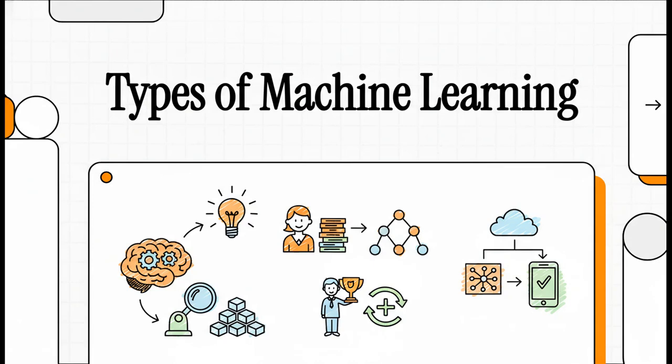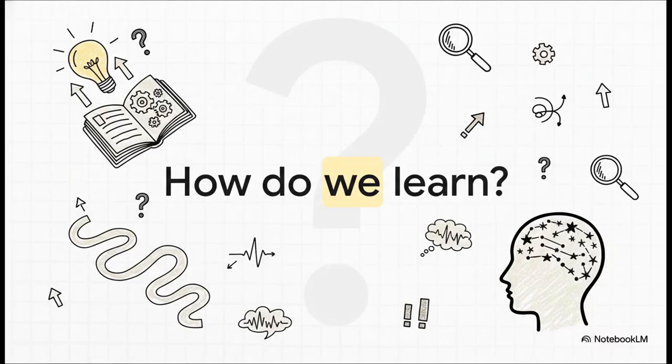All right, let's jump right in. We hear machine learning thrown around all the time, but what does it actually mean? How does a machine learn? Well, today we're going to break down the three main ways machines get smart, and trust me, it's way more intuitive than it sounds. But first, let's forget about computers for a second.